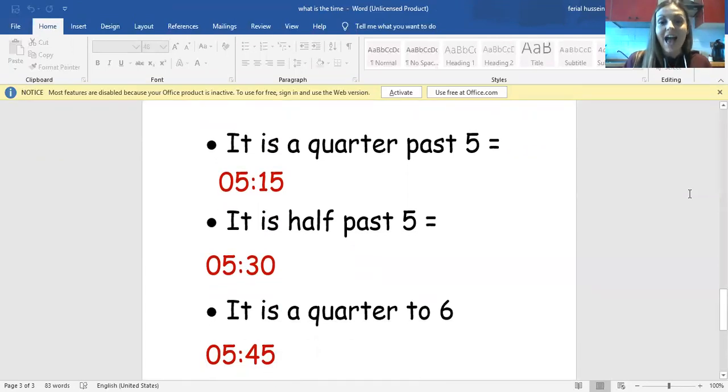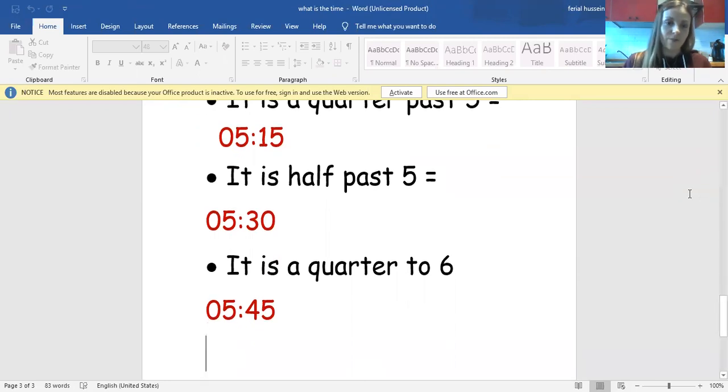It is half past 5. We write it 05, 2 dots, 30. So it is half past 5. Now I want you to say it.